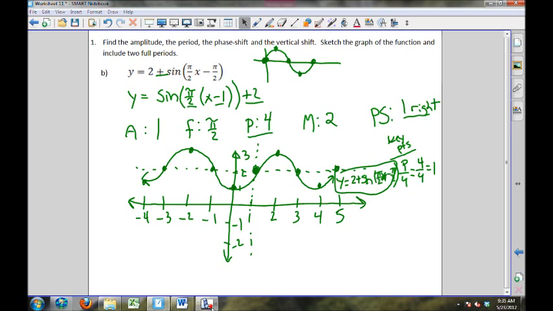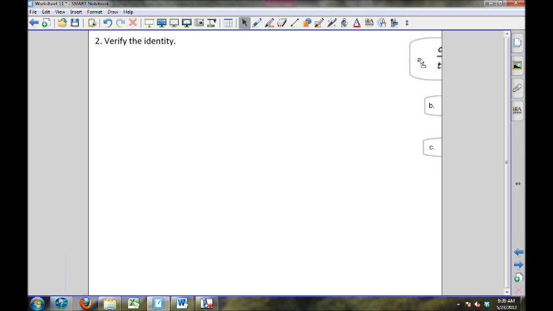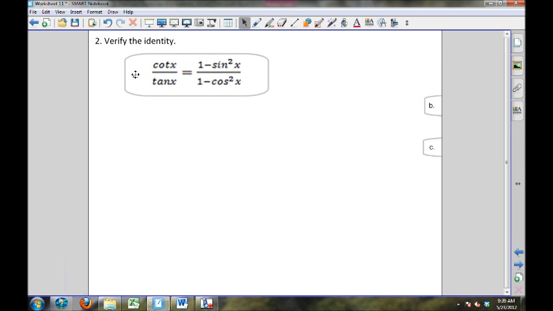And that's my graph. Verifying trig identities. Let's take a look at the first one we need to verify. Whenever I'm verifying a trig identity, I'm going to start by making an impenetrable barrier between these 2 sides, because I only want to work with 1 side at a time. I don't want to cross anything over.